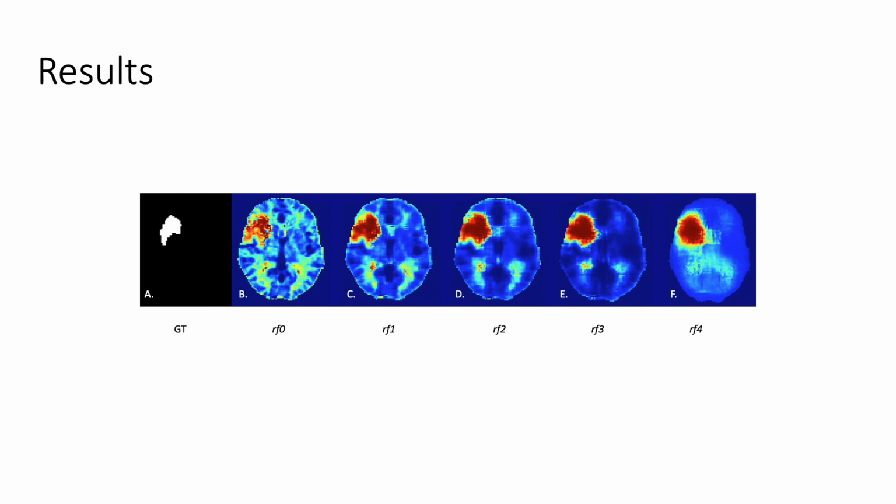We can also see in this example that increasing the size of the receptive field too much can in the end hurt performance, as we can see here in the rightmost image. This may be because very distant voxels of different vascular territories are included.